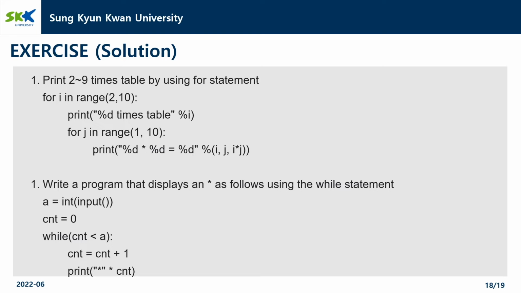The second problem is to use the while statement to output as many stars as the input number. Initially, the count value is initialized to 0, and from 0 to less than the input value, star is output as much as the count value, and the count value is incremented by 1.